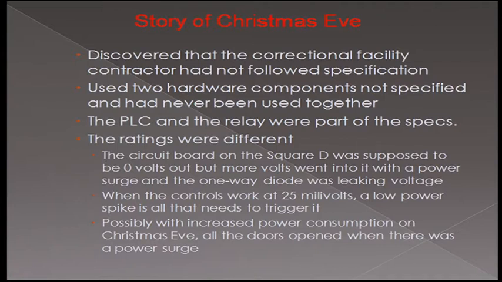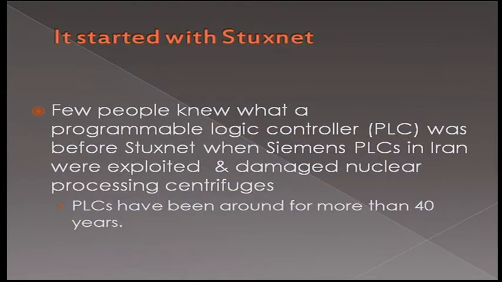It's theorized that maybe because of Christmas time, there were different power draws. Well, what it really came down to is there were a couple of different parts that were out of spec, and something was leaking voltage that it shouldn't have, and all the doors flew open on death row. The thing to remember is that people on death row don't really have anything to lose, so it's extremely dangerous.